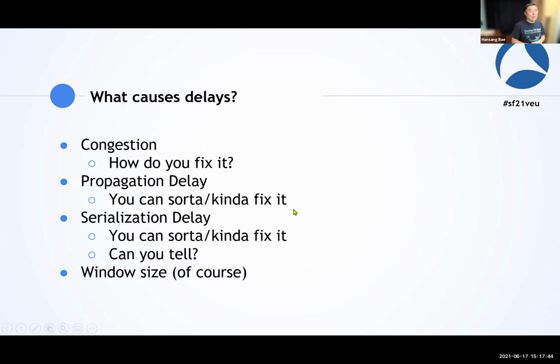All right. So I wanted to focus on a very specific topic for this session. And that's what causes delays? Well, there are a couple of things that can cause delays. The two major ones are congestion at the network layer, and then the TCP window size, of course. That should be pretty elementary in terms of troubleshooting window size. And if we have time, we'll get to that.